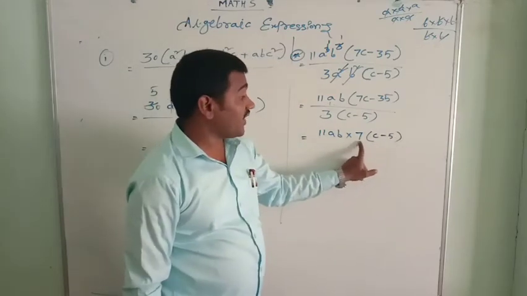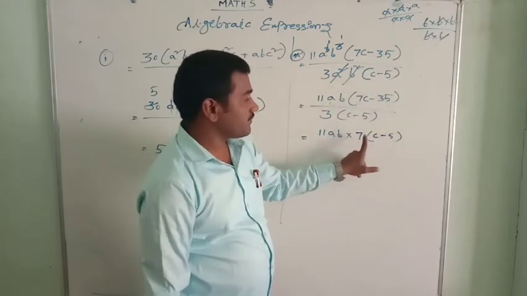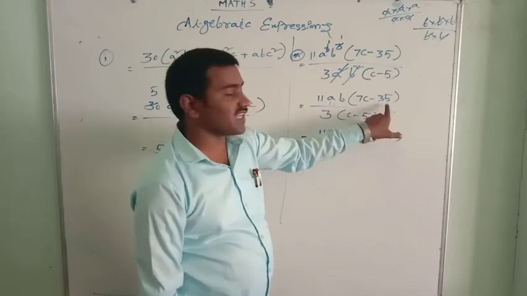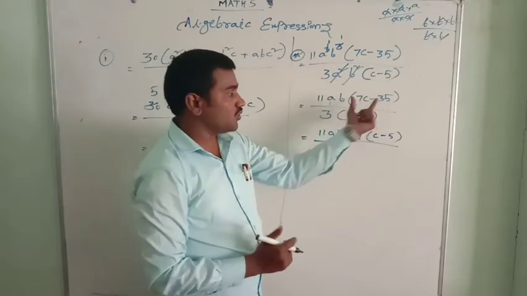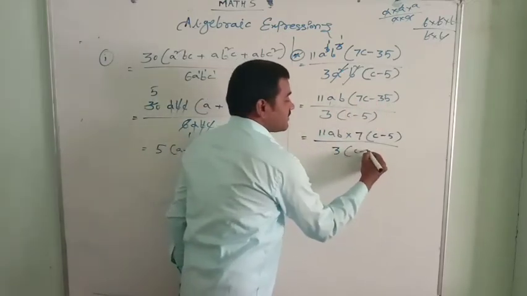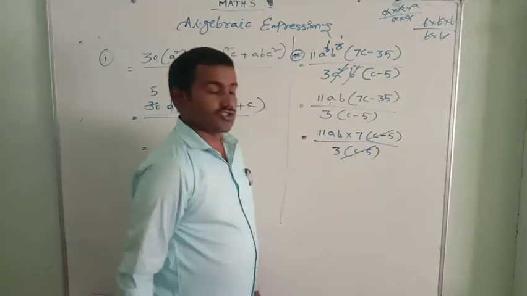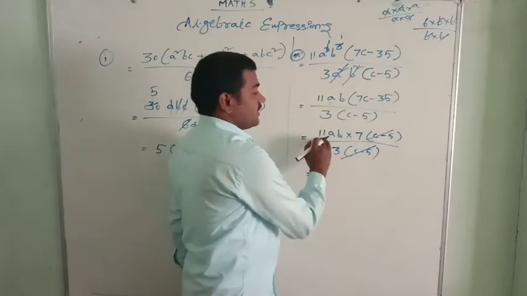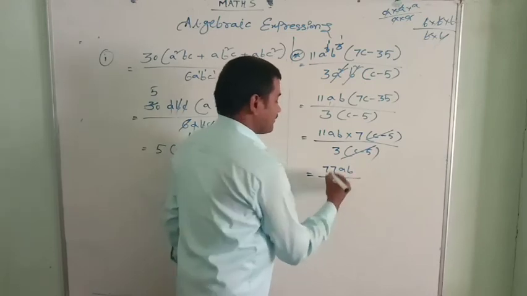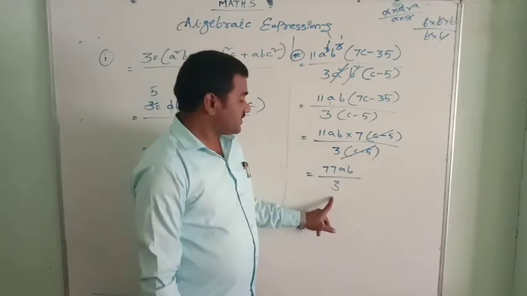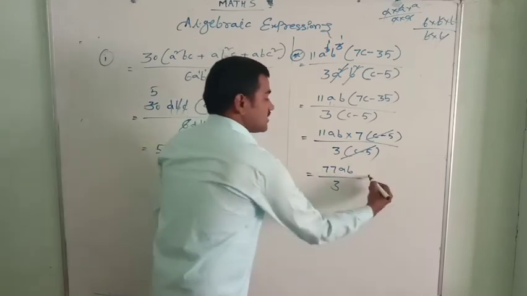Because when you multiply the 7 with this c minus 5, you have to get the same thing again. 7 into c is 7c, minus 7 fives are 35. We are getting the same expression. That is the common factor; we have taken 7 as common from these two terms. Now again we write 3 of c minus 5. Now you can see that c minus 5 and c minus 5 get cancelled. So the leftover is 11 into 7, 77ab, divided by 3. Can this 3 cancel? 77 is not divisible by 3. So this is our answer.